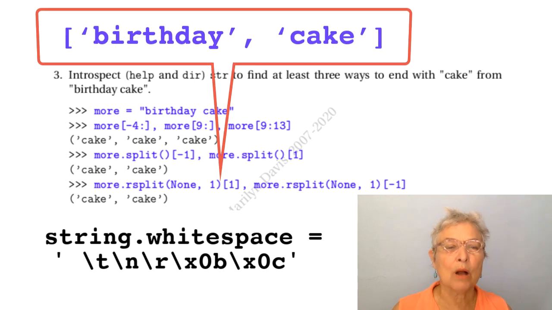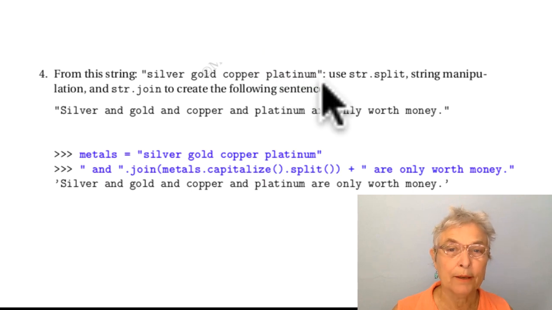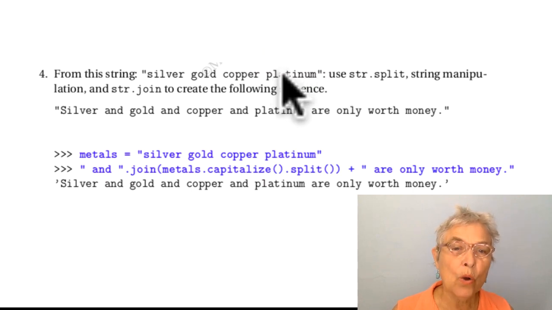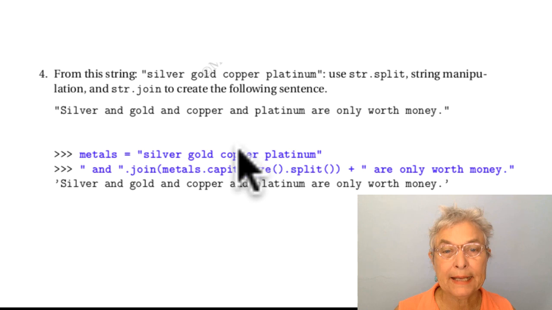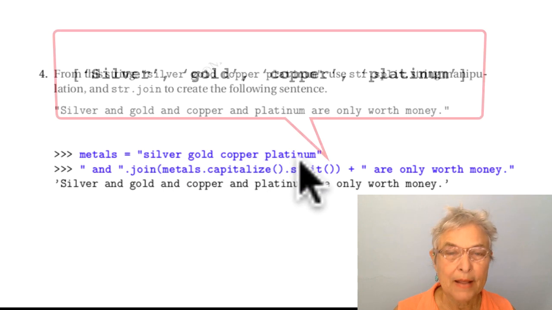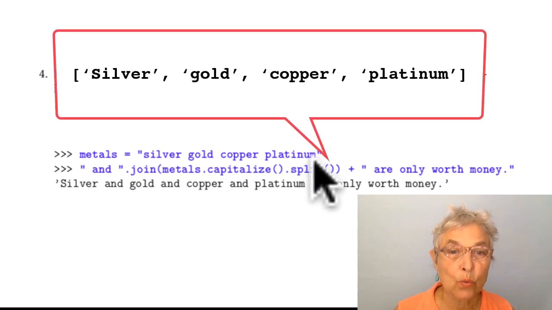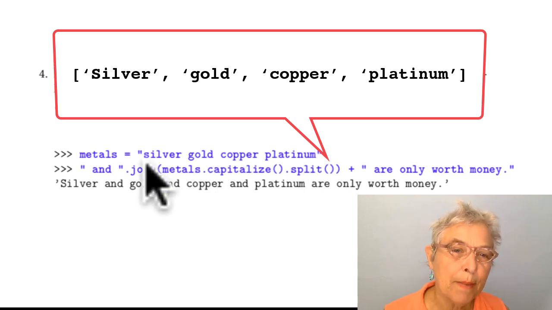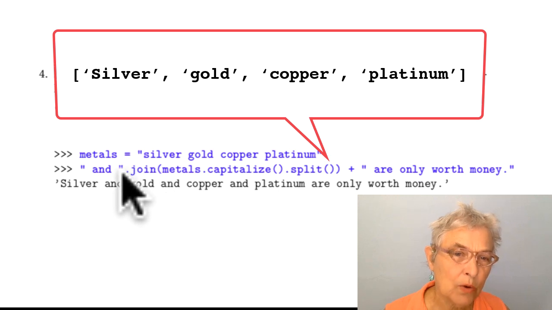Okay, this one's a little more complicated. Here we have silver, gold, copper, platinum. We're going to split them. That's going to give us a list of the four words. Now then, we're going to join them back up together with an and between each one.